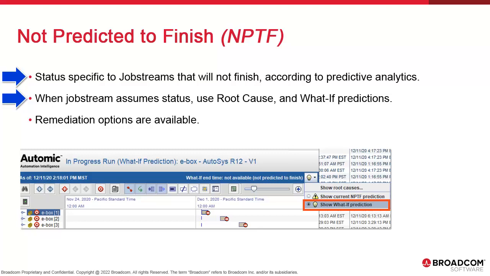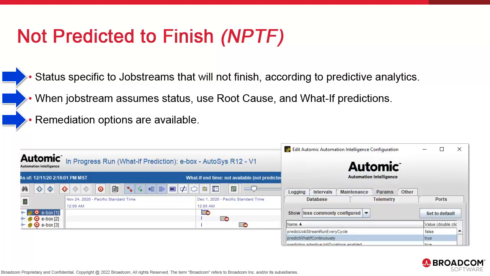Root causes include a condition that is not expected to be met, a job on ice, on hold, an expired calendar, and more. AI then provides remedial recommendations based on these root causes. For each recommendation, you'll be presented with a list of predicted outcomes and an outline of the near future progress of your job stream if you were to follow the recommended remediation. You can also enable what if scenario columns in the monitoring tab by setting the predict what if continuously parameter to true in the config tool.